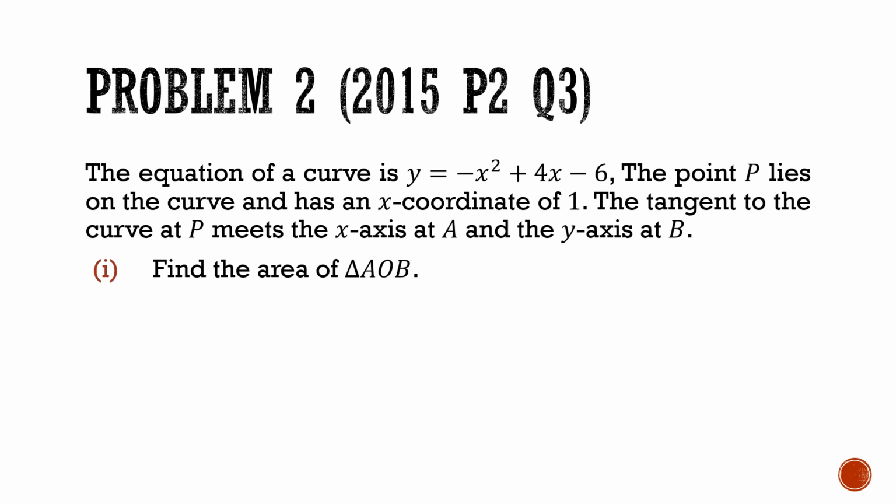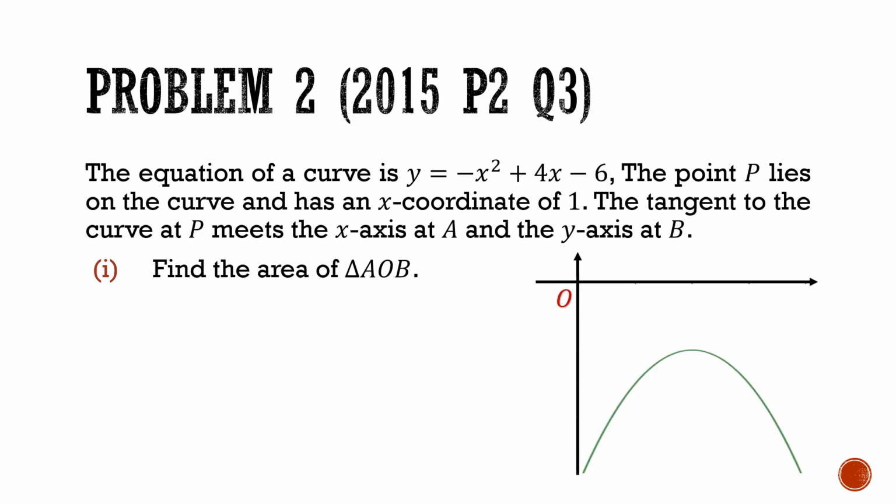So it's always good to sketch the quadratic graph out. Then we'll label point P here, where the x coordinate is 1. We'd like to find the y coordinate as well, so we'll sub x equals 1 into the quadratic equation. That tells us the y value will be -3.